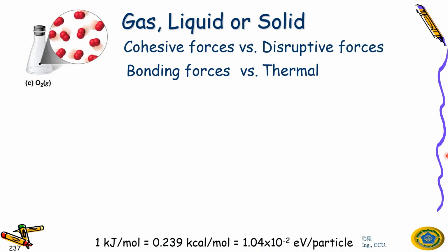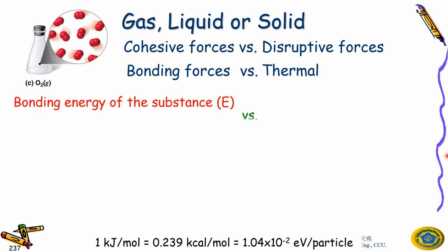Okay? So the bonding energy of the substance, the bonding energy between these two molecules, is against what? The general thermal energy. If you put this container into an environment of 100 Celsius or 1000 Celsius, the form will be different, right?